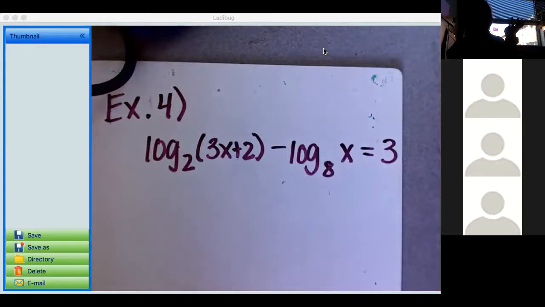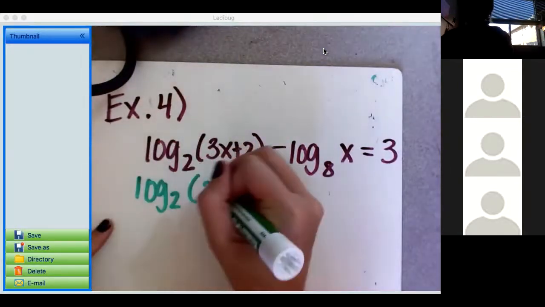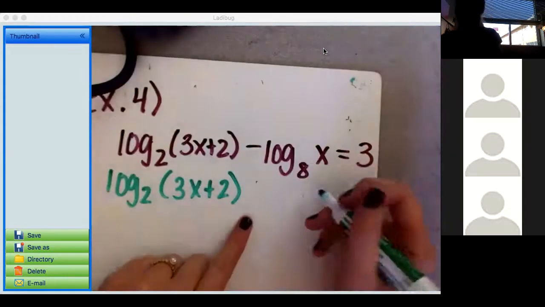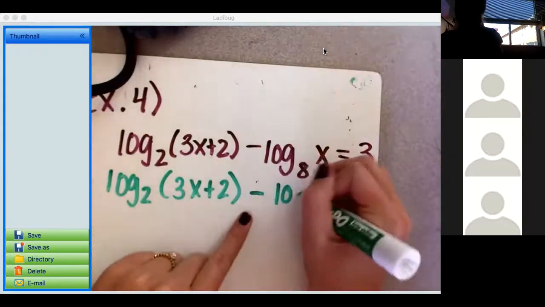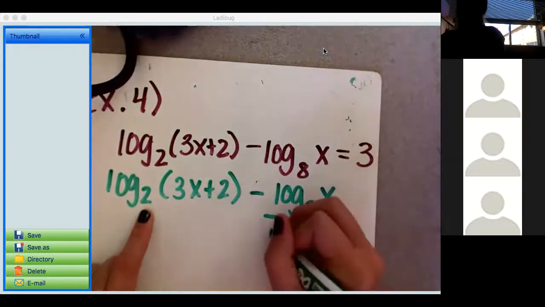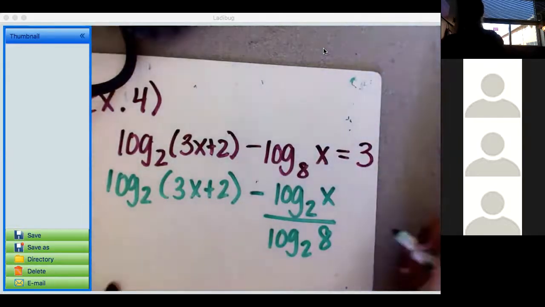Do you guys remember me showing you how to do this Friday? And y'all were like, oh, this is so easy. And I was like, hold on to that thought till Tuesday. Because y'all all of a sudden think it's crazy hard when we put it into solving an equation. Okay? I'm going to make the bases the same. So watch. I don't need to change this one. It had the smaller base, so I'm just going to leave it. This is going to become minus log base 2 of x over log base 2 of 8. That is your change of base formula.